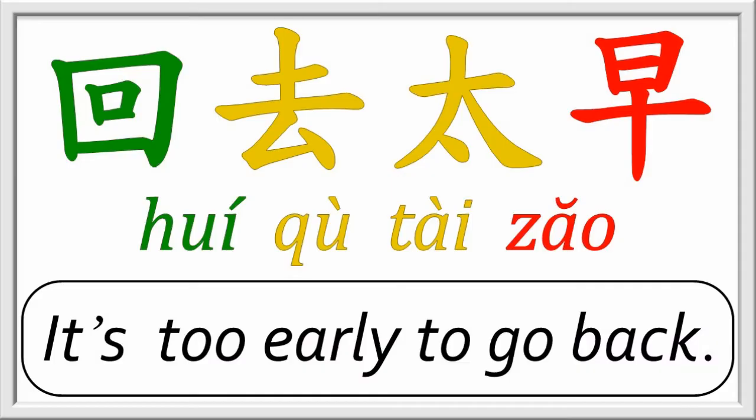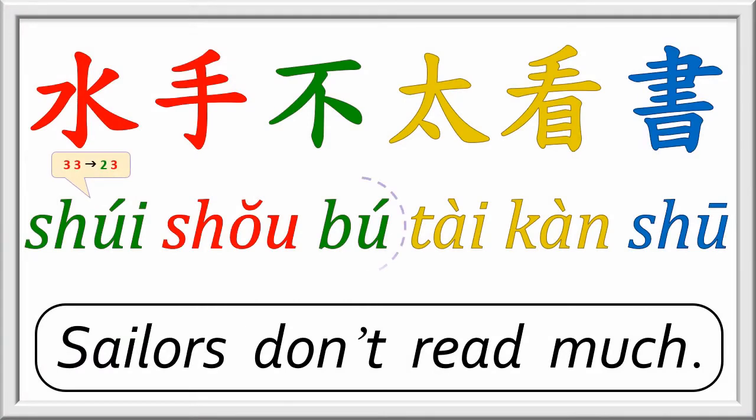We can see this meaning in our next example. 回去太早. It's too early to go back. 回去太早, literally, go back too early, with subject plus be verb, it is, not used in Chinese. If you want a so-called adverbial usage, the next sentence shows this. 水手不太看书. Sailors don't often read. Sailors don't read much. 水手不太看书.